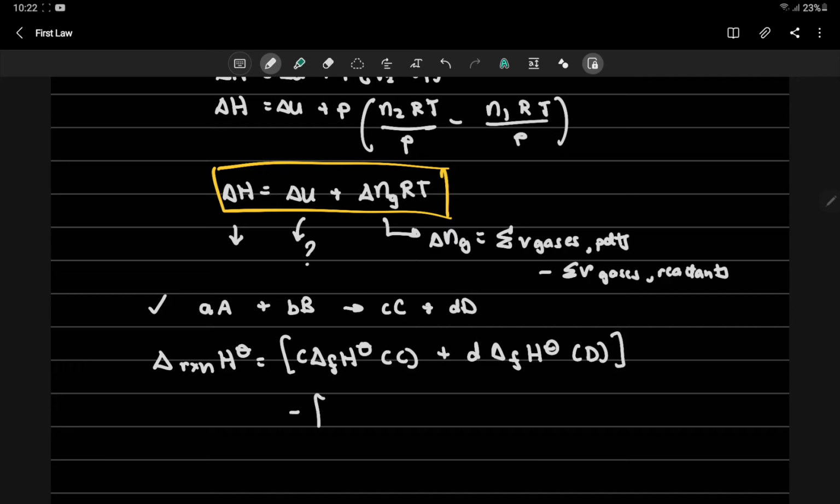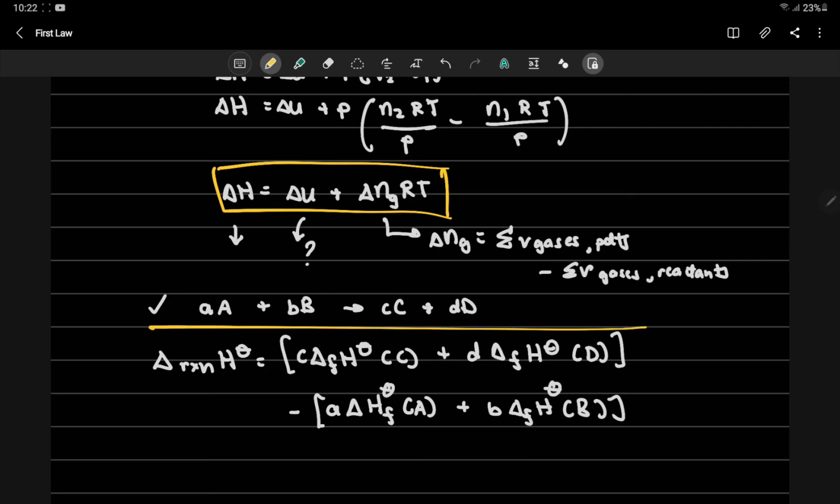Minus yung enthalpy of formation ni A plus the enthalpy of formation ni B. Of course, the enthalpies are in the standard state. Okay, so that's your thermochemistry. That's how you actually calculate the enthalpy of reaction, kung ano man na reaction yan, from the enthalpies of formation ng mga reactants. So, kailangan meron kayong table of enthalpies of formation. Okay?